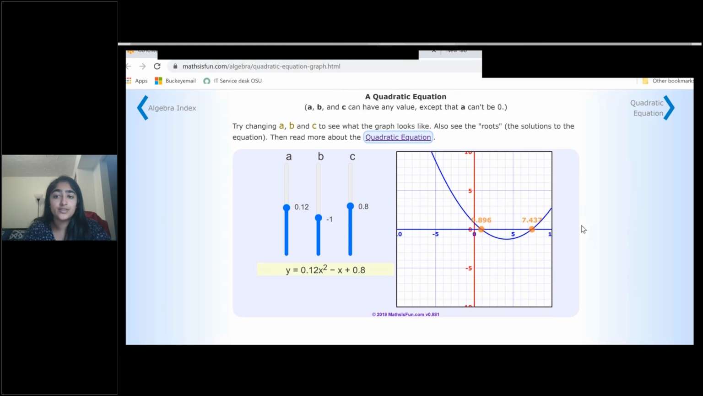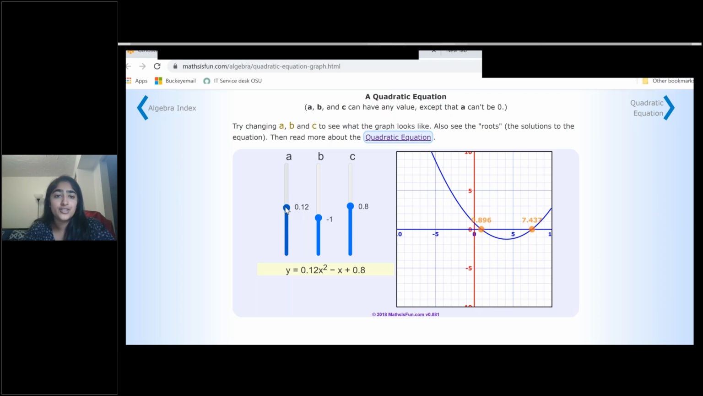And this is a parabola that's opening upward. So here we have a graph that has two real solutions and it has a parabola that's opening upward. And the value of a is positive when a parabola opens upward.